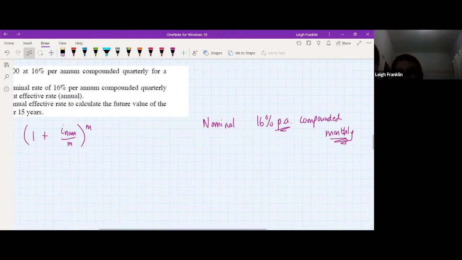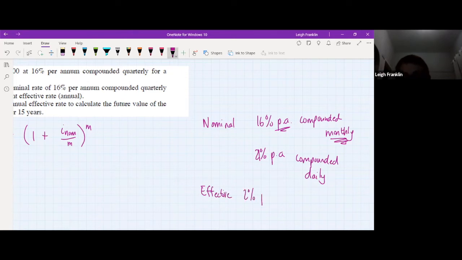So if these two are different, then it's nominal. So if I say 21% per annum compounded daily. We should be so lucky to get such a nice interest rate. That's a nominal rate. An effective rate would be something like 2% per quarter, compounded quarterly.